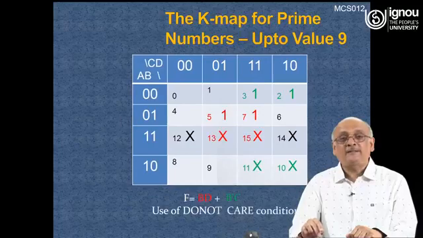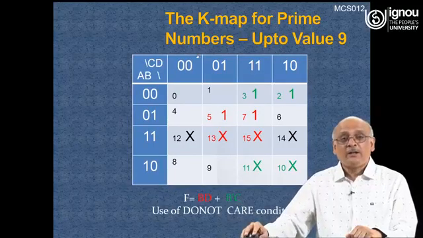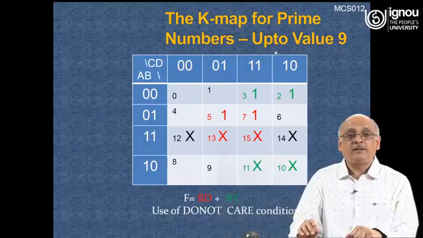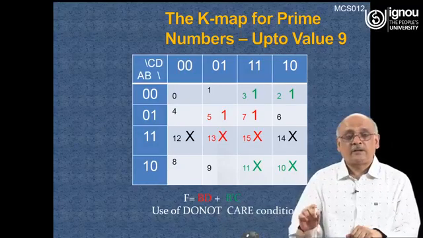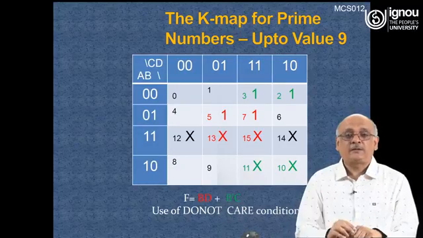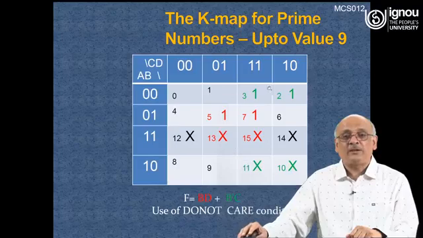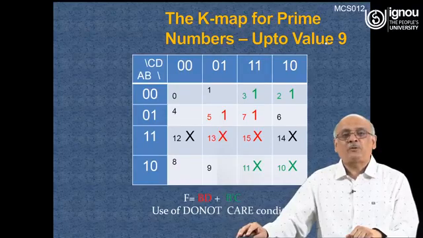But how to design the circuits? Now this is another example. One of the questions asked to me by one of your students was how K-map can be used with don't care conditions. Don't care conditions have been mentioned in your block. So what I did was I created a K-map for prime numbers up to value 9 only. So we leave 11 and 13.